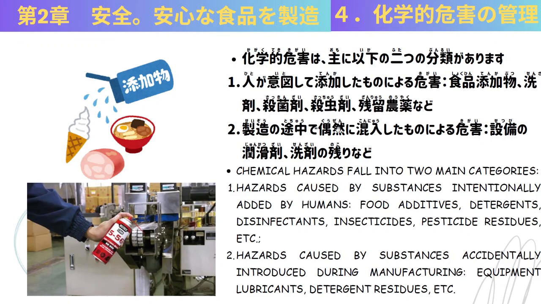The second thing you need to know about is substances that accidentally get into our food product during production, like lubricating oil for equipment, or leftover detergent when we wash the equipment or tools we use for manufacturing. So those are the two types of harmful chemicals.